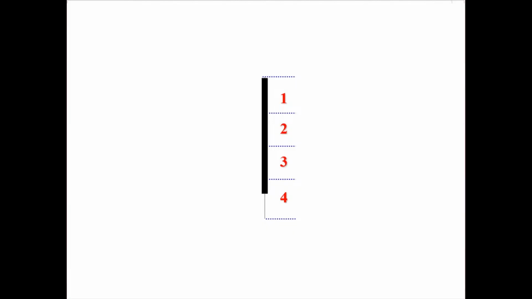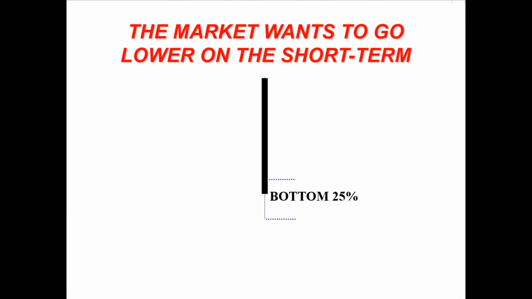And if you close in that bottom 25% of the bar in the market you're trading, it's telling you that the overall and the short-term trend are in sync, and now it wants to go lower. That's how simple trading can be. You don't have to get it more complicated than that.